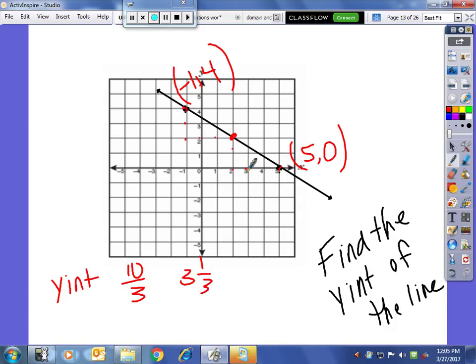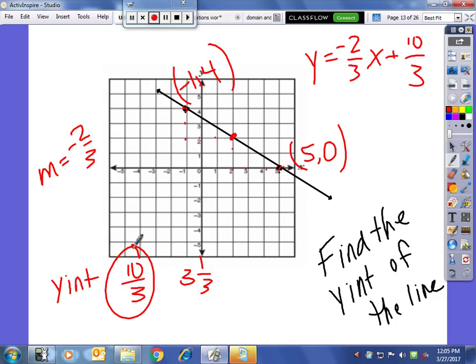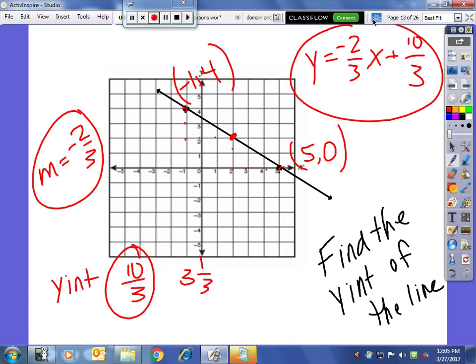Down 2 and over 1, 2, 3. So if they had asked for the slope, we would have reported -2/3. If they asked for the whole equation, then we would have put y equals -2/3 x plus 10/3. But you've got to be able to answer the part that they ask for. They'll either ask for the slope, the y-intercept, or maybe the whole equation.